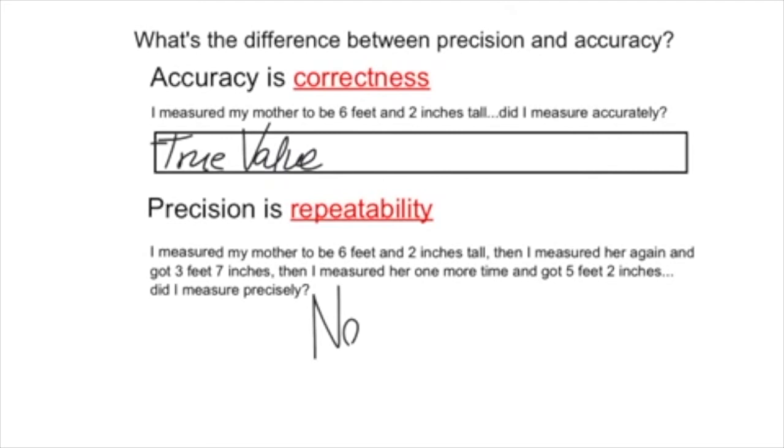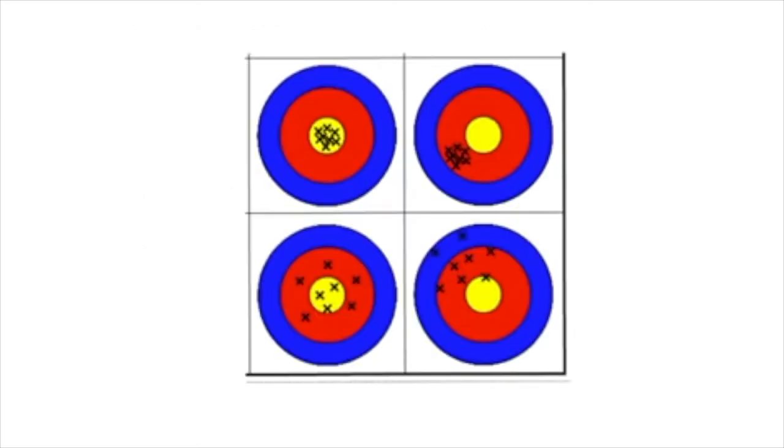If you were to be precise measuring my mother or your mother, whatever, you would have to get 6 foot 2 every single time. If you're able to get 6 foot 2 over and over and over and over again, then and only then can you say that you're being precise. Here's a picture kind of to help you understand the difference between precision and accuracy.